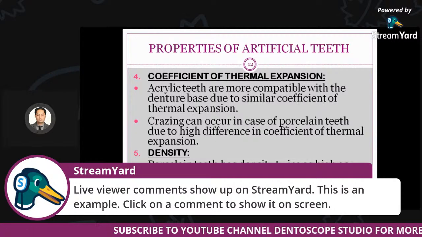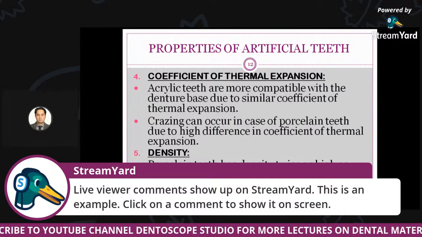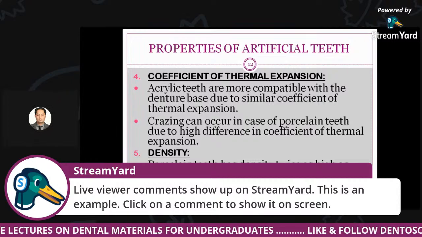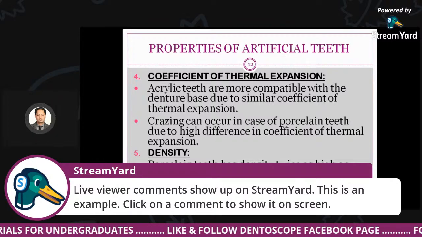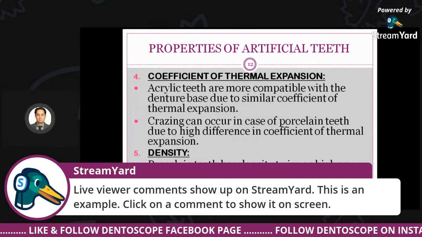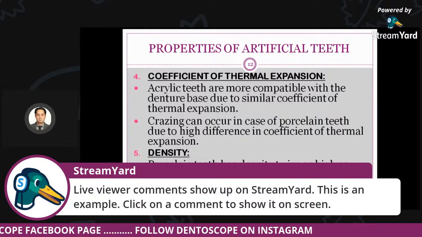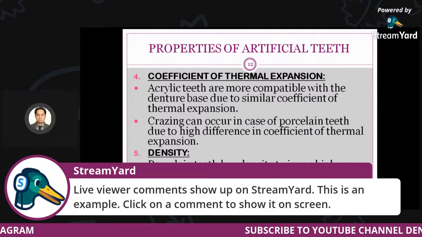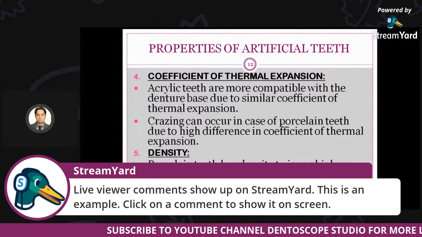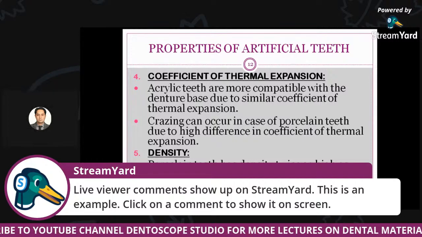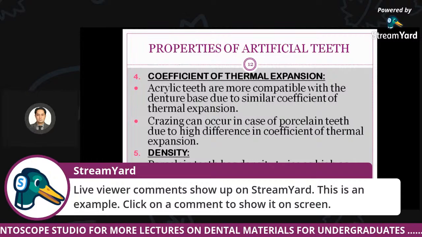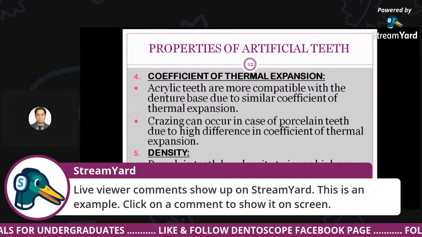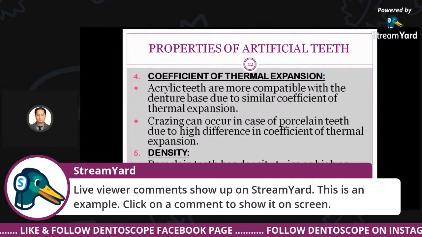So the acrylic denture base is going to expand or contract depending upon a hot or cold environment. It is going to expand or contract because of its chemistry. Whereas the ceramics are not going to expand or contract like the acrylic ones. So there's always going to be a difference, and that is the main reason for the fracture lines. Then the density: the porcelain teeth have a density twice as high as compared to the acrylic teeth. Well, what exactly does it mean?